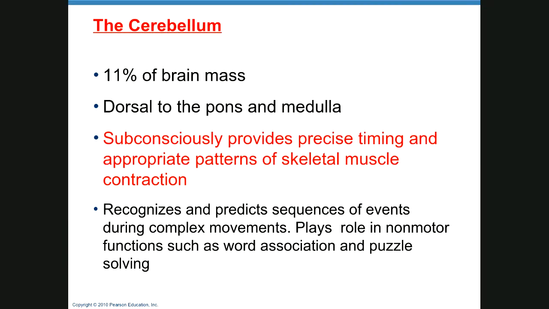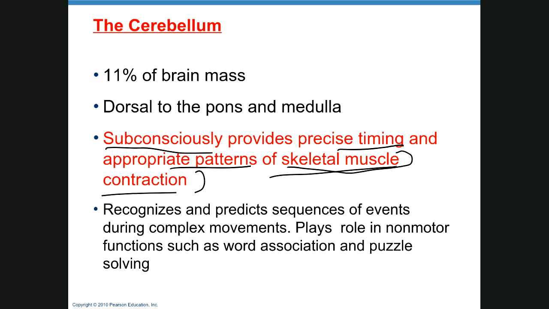It provides subconscious timing and patterns of skeletal muscle contraction. So we're going to be talking about autonomic, voluntary skeletal muscle. When a gymnast or a dancer performs movements, those movements have been learned through constant repetition, and through constant repetition the cerebellum learns the movements. And once the cerebellum learns the movements, they can be performed in a perfect, seamless manner.